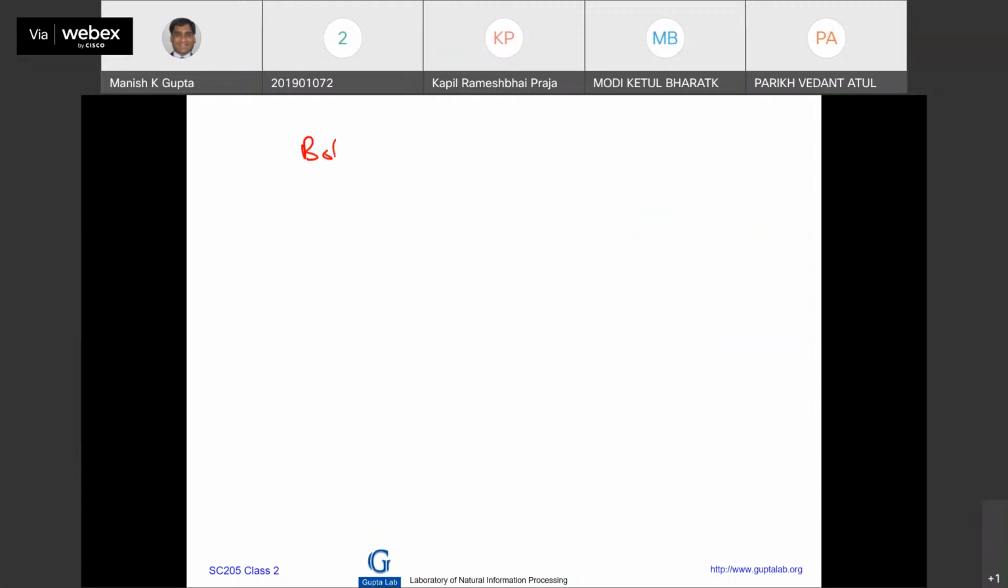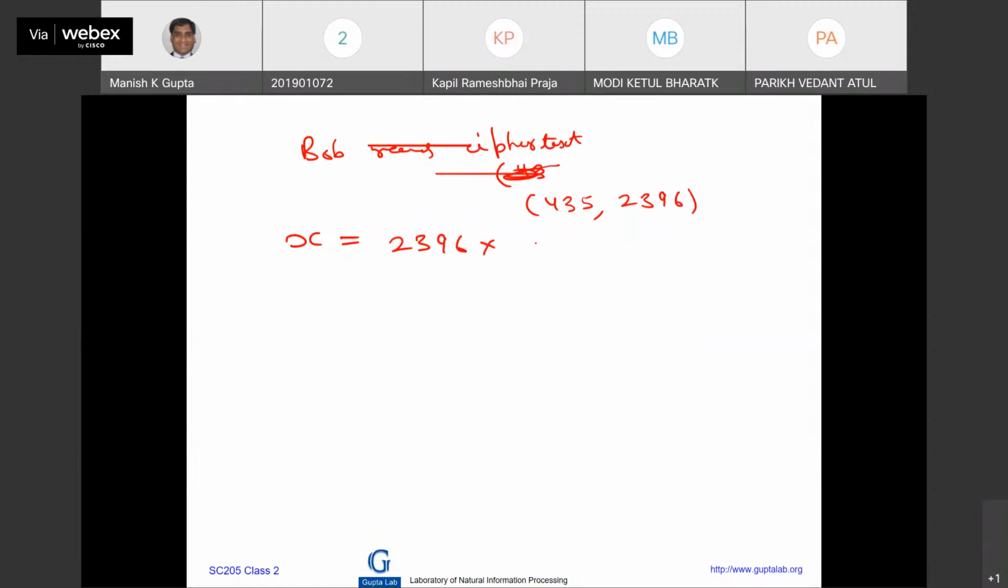So Bob receives the ciphertext 435 and 2396. This is your y1 comma y2, right? Then he computes plain text x as 2396 times 435 raised to power 765 inverse mod 2579. This turns out to be 1299, the plain text, as you want it, right?